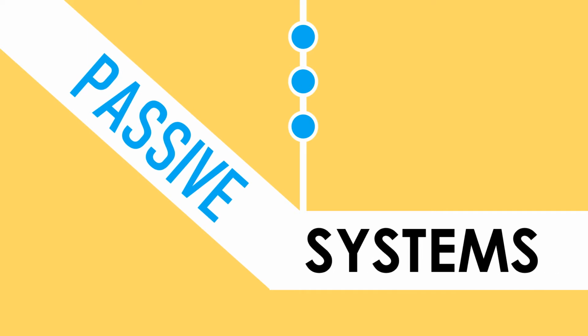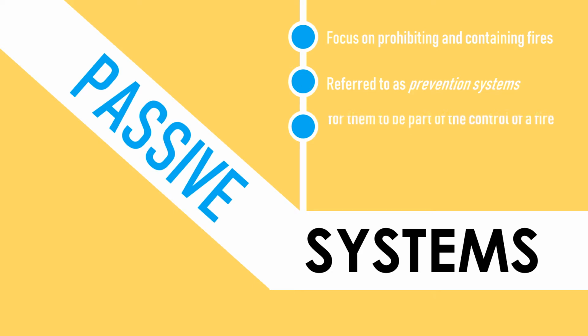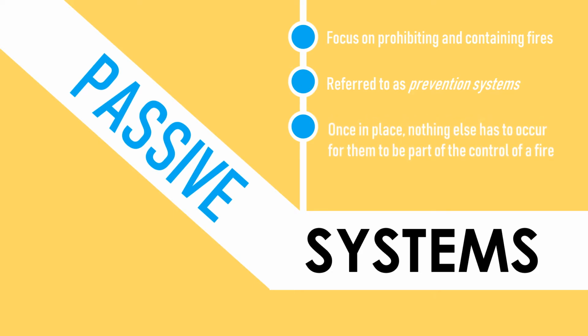First, we are going to take a look at passive systems. Passive systems focus on prohibiting and containing fires. Sometimes they are referred to as prevention systems. The reason they are called passive is that once these elements are in place, nothing else has to occur for them to be a part of the control of a fire.